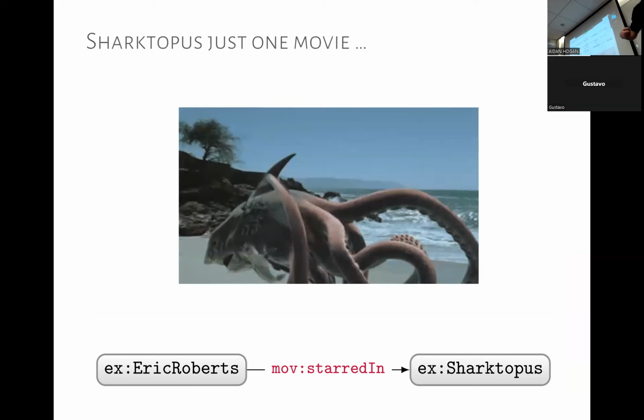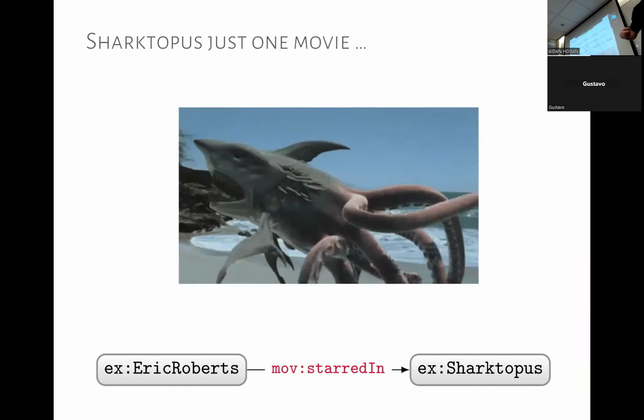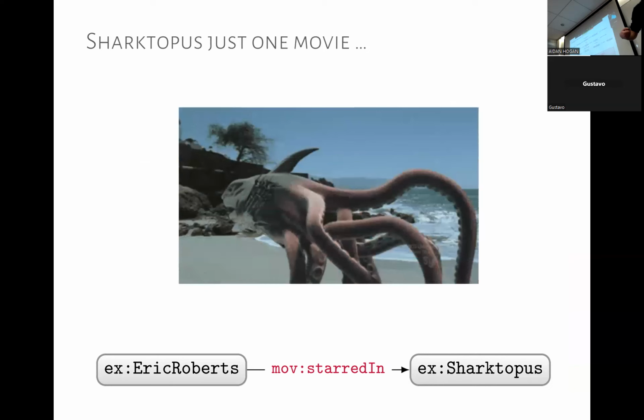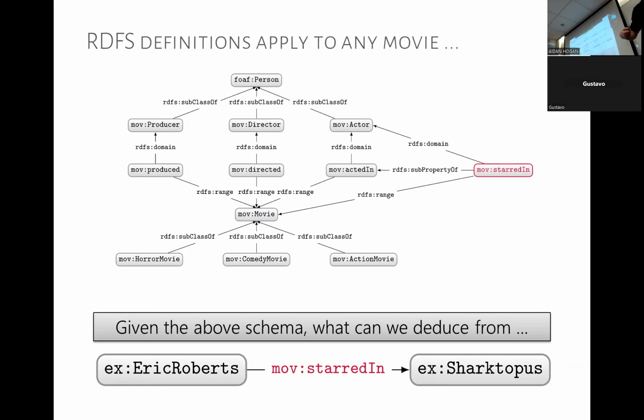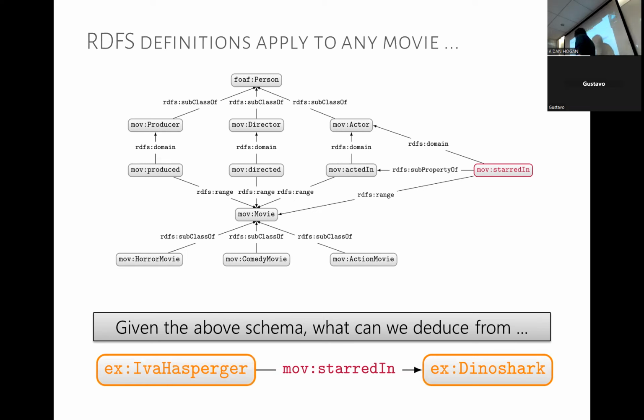So Sharktopus is just one movie, one very important seminal movie, but we can also have other movies, right? So we can take this exact same example, and the idea isn't just to define all the schema for Eric Roberts and Sharktopus. We can change this and say, okay, now we're looking at another movie. Let's describe somewhere else on the web. We have Eva Hasberger starred in Dino Shark this time. So what can we infer?